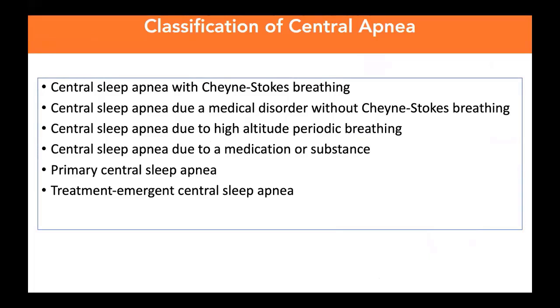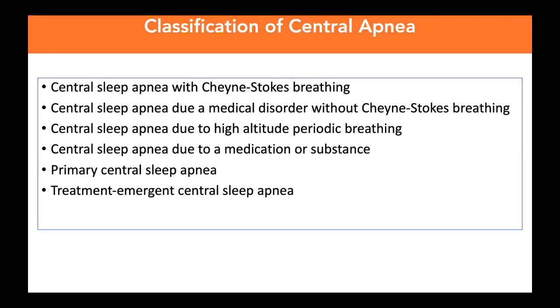However, this is what we have with the ICSD-3, classifying central apnea into one with Cheyne-Stokes respiration, central sleep apnea due to a medical disorder, due to high altitude, due to medication or substance, primary central apnea, and treatment-emergent central apnea. Just looking at this, there is one big problem with this classification. It doesn't really tell us anything mechanistic. For example, Cheyne-Stokes respiration may have a different mechanism than central apnea that's due to medication or substance.